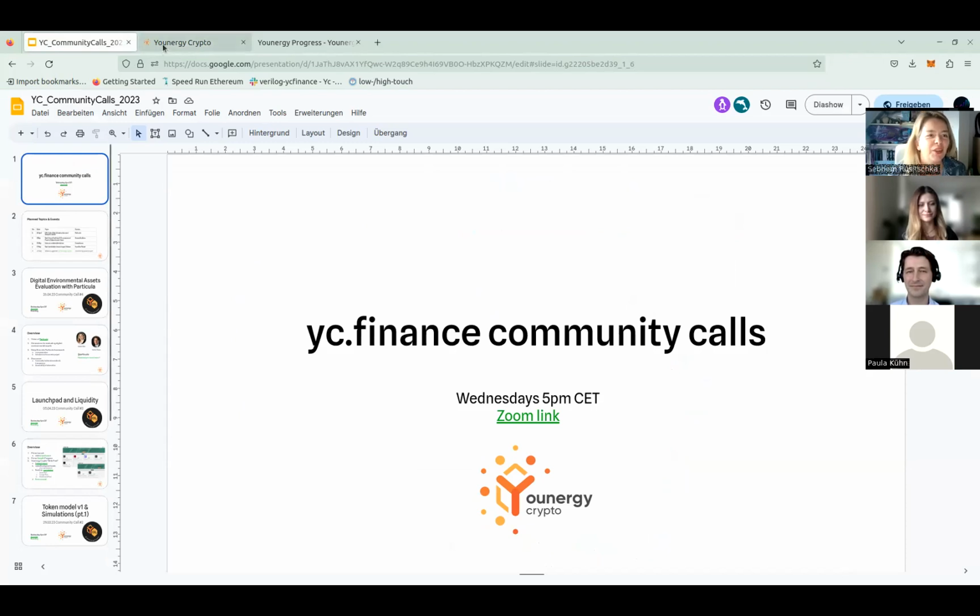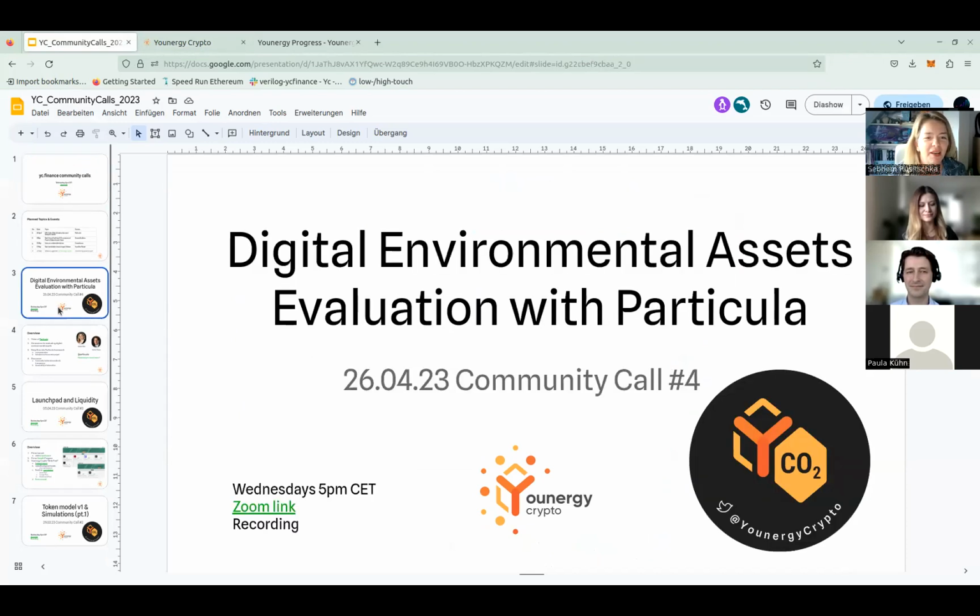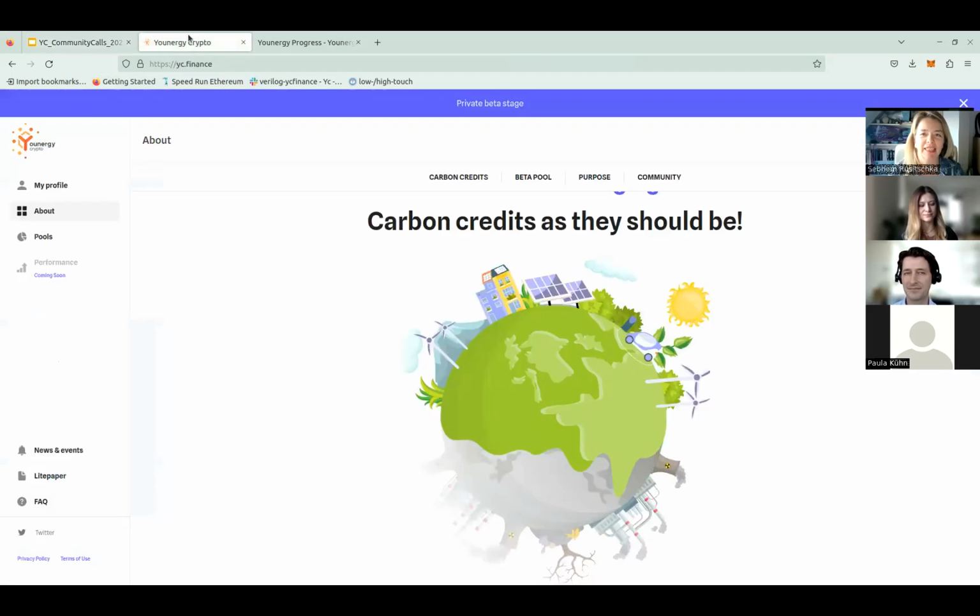Today, we have Particula, and we'll be talking about their solutions and vision on how to enable the evaluation and transparency of digital environmental assets. And with Unity Crypto, we are very much interested in that topic because it will make it a lot easier to help participate in YC Finance.